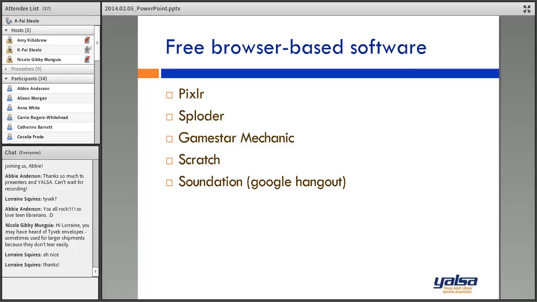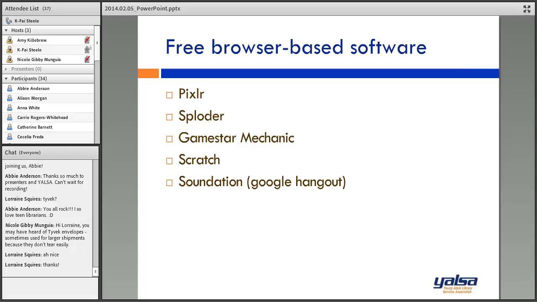So Pixlr is the browser-based version of an image editing software. It's similar enough to Photoshop. Sploder and GameStar Mechanic are really fast ways of doing game design, very simple. Scratch is animation, and that introduces kids to drag and drop programming.